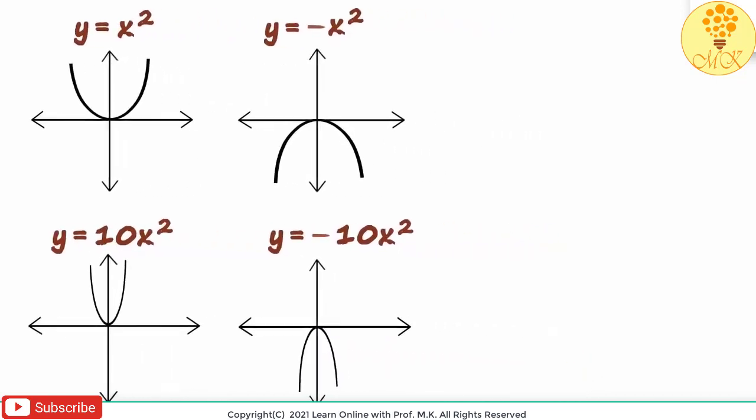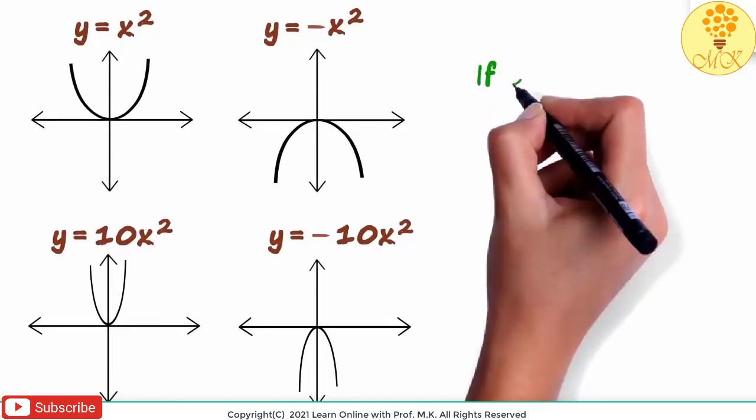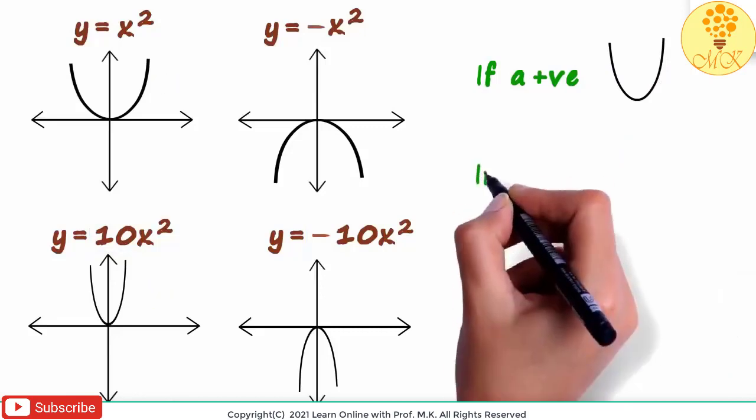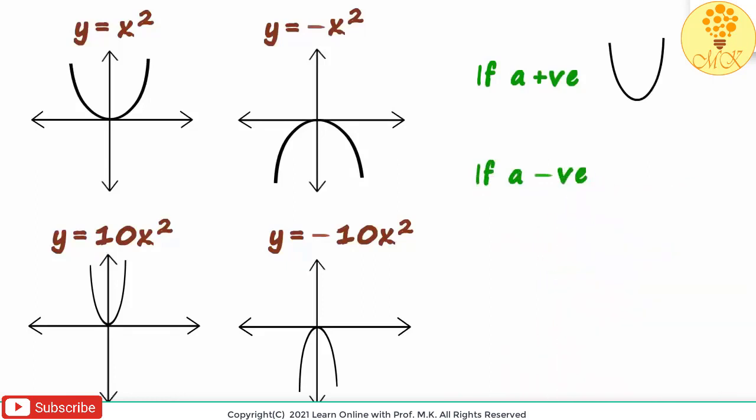Let's summarize all that we saw. If a is positive, by a I mean the coefficient of x squared, the graph always opens upwards, as in these two cases where a is positive. And if a is negative, then the graph will open downwards, as in these two cases.